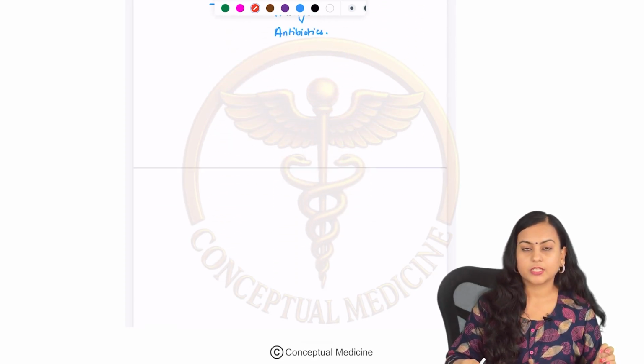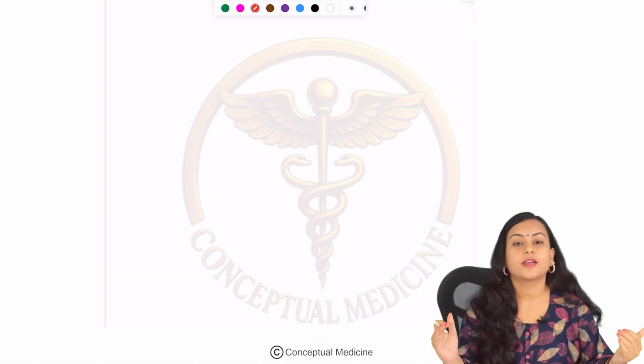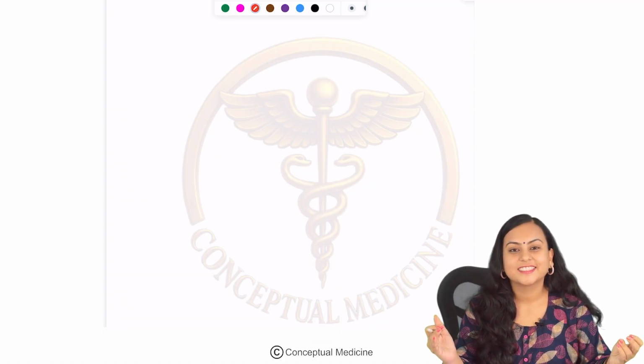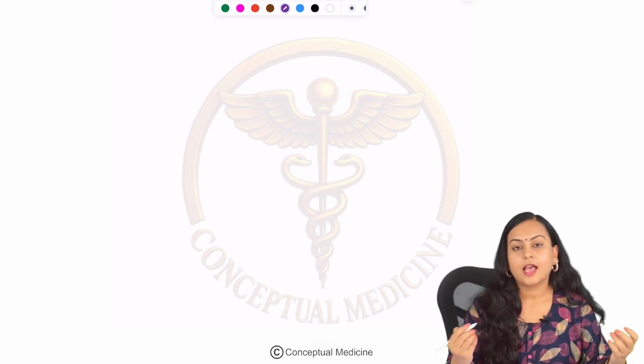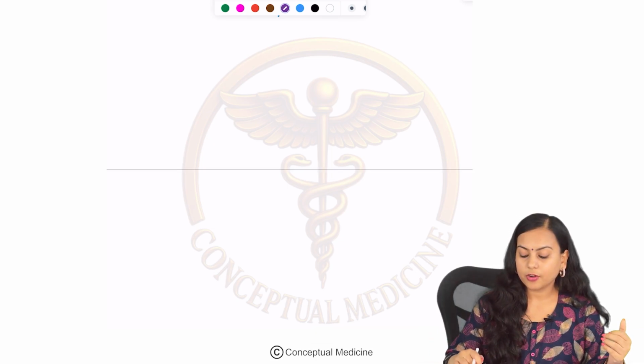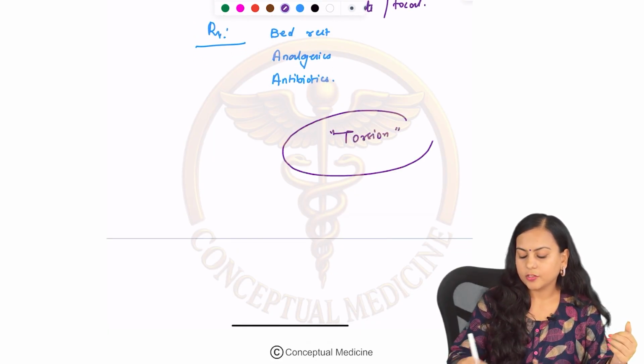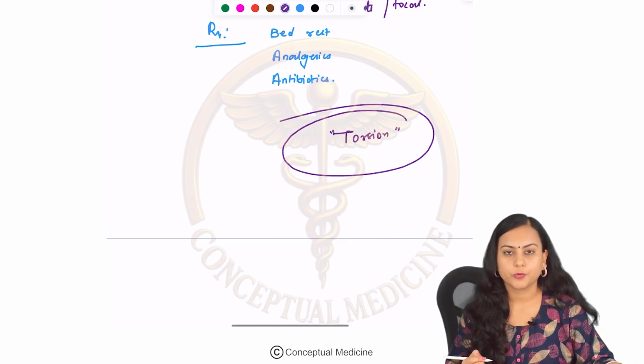So what do you suspect in this patient? Yes, the patient is a known case of fibroid that I forgot to tell. Then it might have been a subserous pedunculated fibroid which has undergone a torsion. A torsion can also produce acute abdominal pain. That's what I want you to know, right?